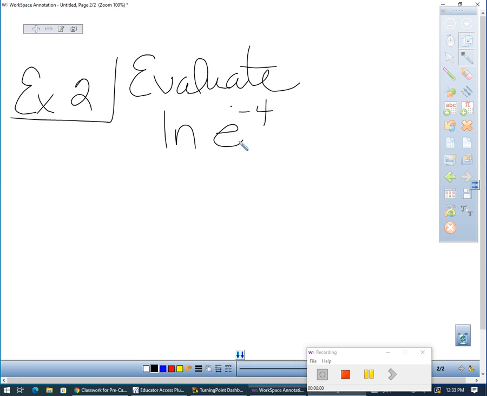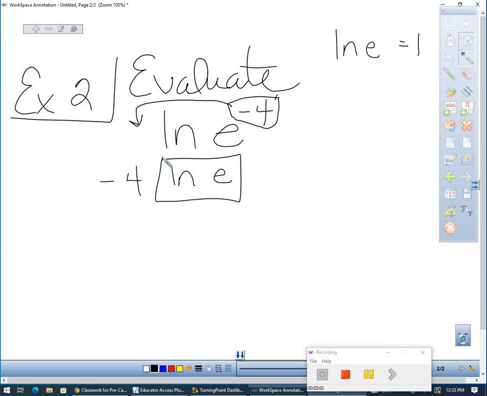We talked before about how natural log and e are opposite each other, right? So they actually cancel. If I just have natural log e, this equals 1. So it's just negative 4, yes. So technically, we can say that this exponent is going out in front. So I have negative 4, the natural log of e. And if this equals 1, this equals negative 4. Okay? Let's do another one.